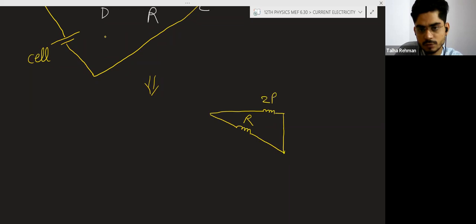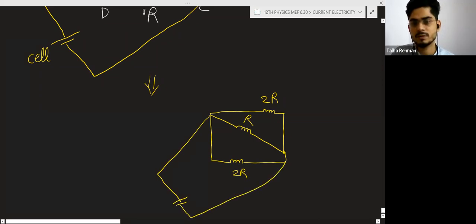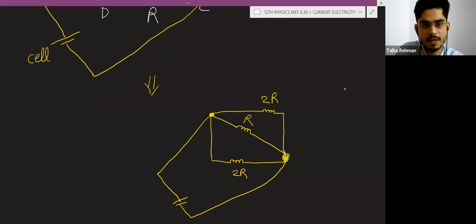This is the 2R now, and again this is also 2R. This is also 2R, and here a battery, or a cell, is connected, just to identify. Okay. So now you can see that this whole combination from here to here is in parallel.